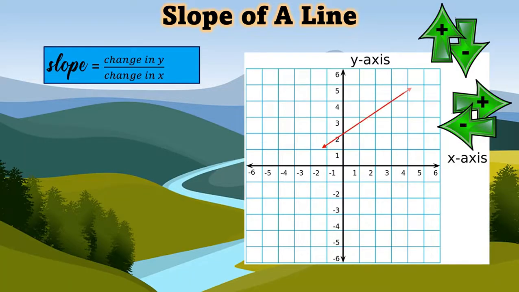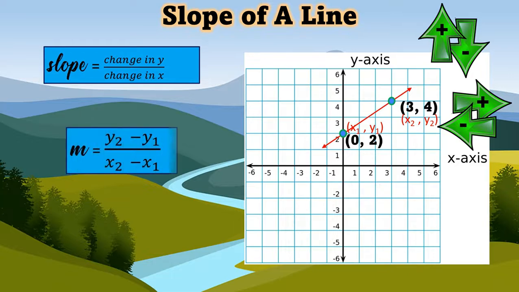To find the slope of a line, we name at least 2 points. The first point has the coordinates (0, 2), and the second point has the coordinates (3, 4). By using the formula m equals y sub 2 minus y sub 1 all over x sub 2 minus x sub 1, we solve m equals 4 minus 2 over 3 minus 0, and so m equals 2/3.